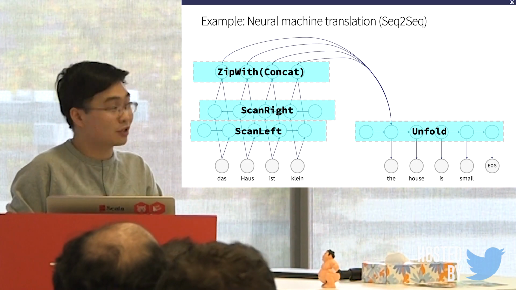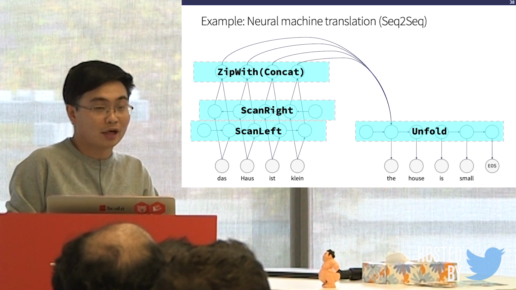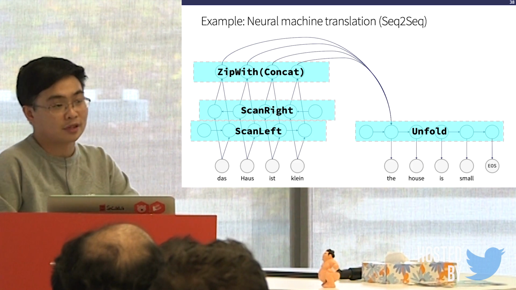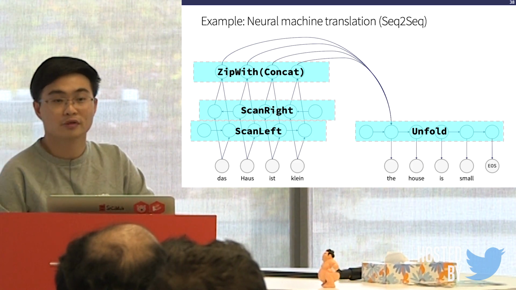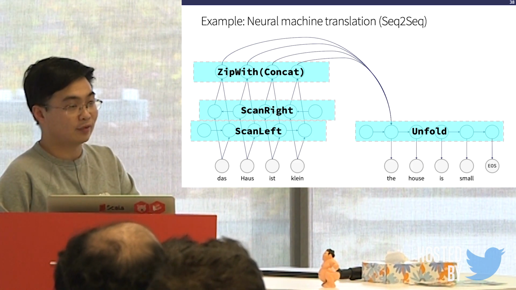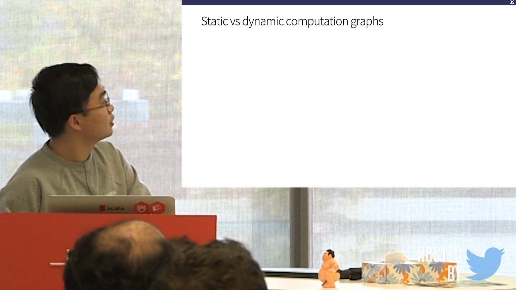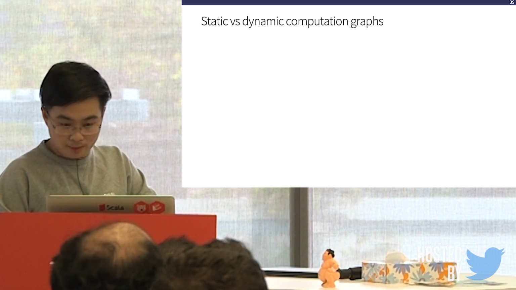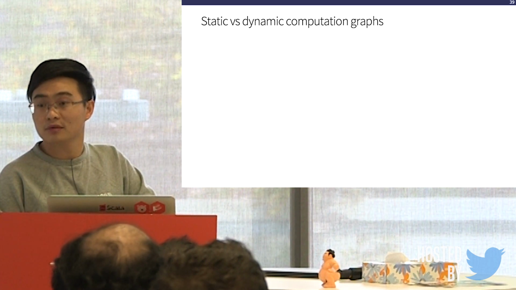So I think we can actually do this. We can write a neural machine translation in less than 20 lines of code in Scala, if we have these primitive operations ready. Okay. Is there enough time left?